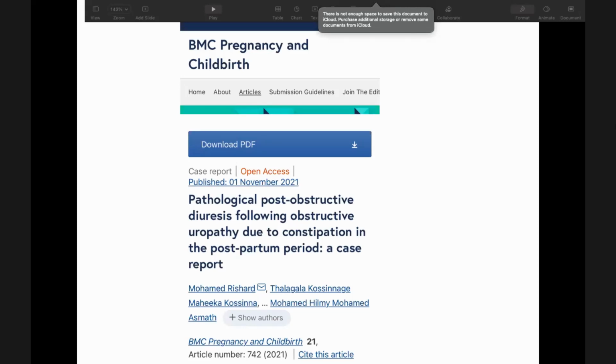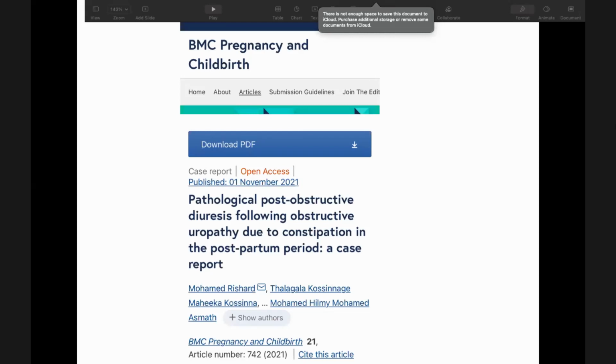This case report we published in BMC Pregnancy. It's one of the leading journals in pregnancy. We had an interesting case. We had a patient who presented with severe constipation in the latter part of the pregnancy. She never told us that she was constipated. After the delivery, she went home and, because of the constipation and the fecal loading, she had obstructive uropathy.